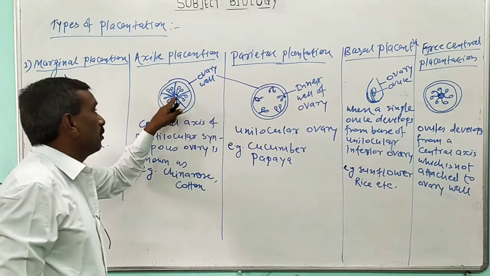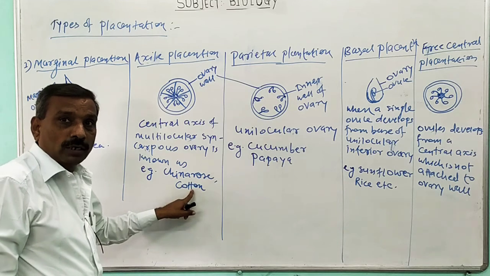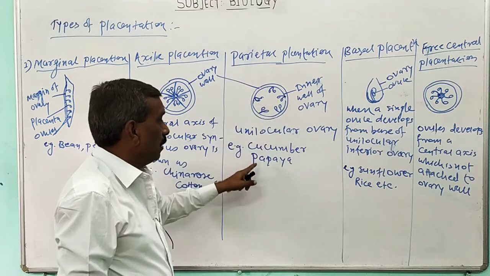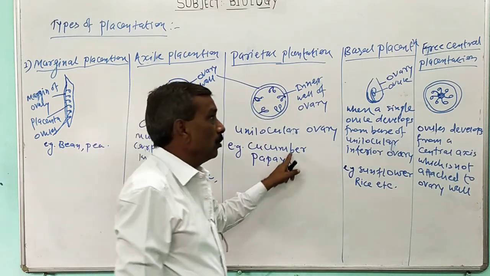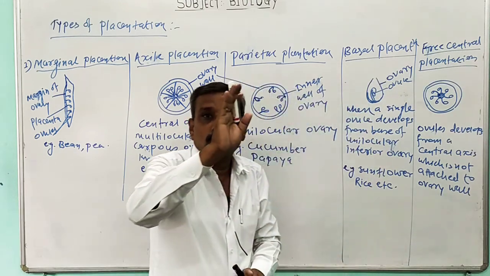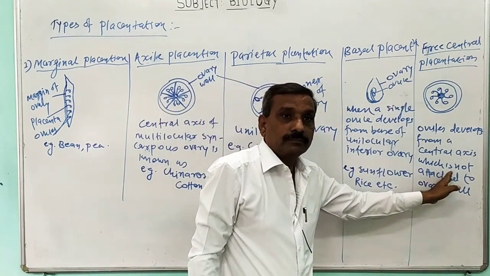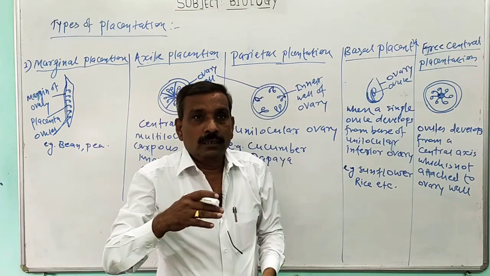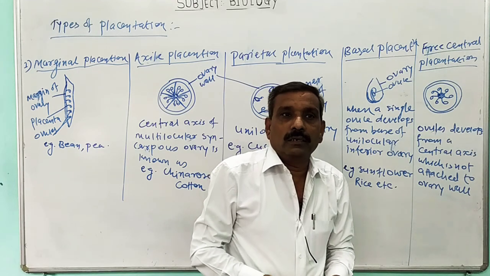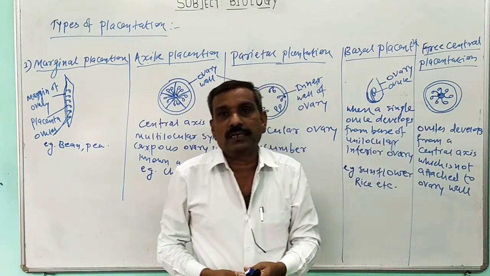Next one is when ovule develops from the central axis, that one is axile placentation. Examples are China rose and cotton, which are well known to all of you. Parietal, when ovules develop from the periphery; examples are cucumber and papaya, which are also well known to all of you. Basal placentation, where ovule develops from the base of a unilocular inferior ovary. Then free central, where the placenta does not attach to the ovary wall, but ovules develop from such a central placenta. That one is known as free central placentation.